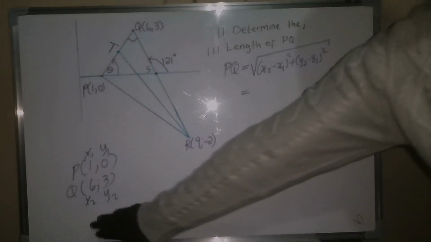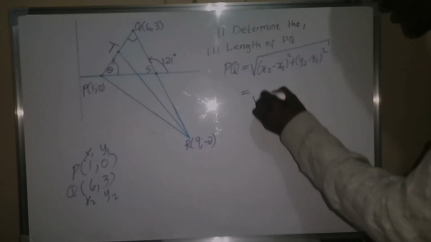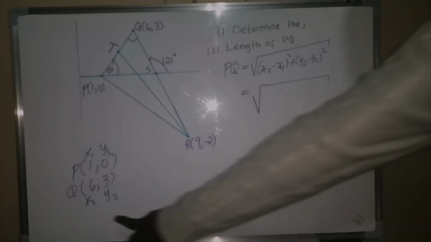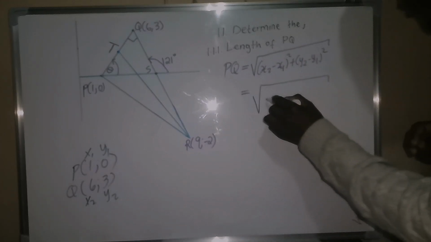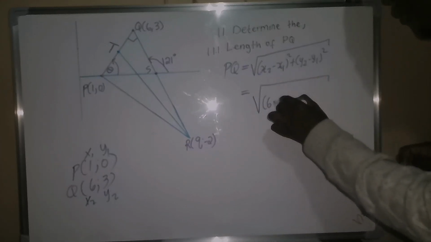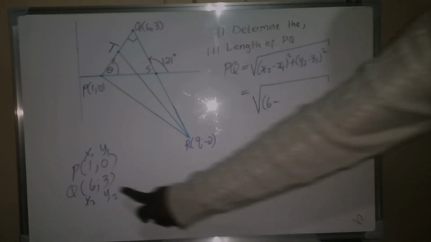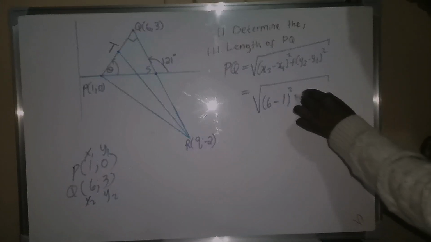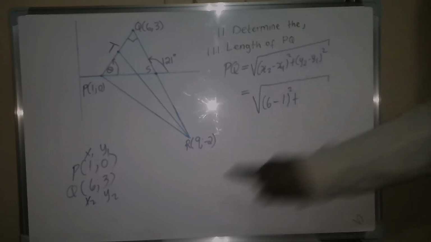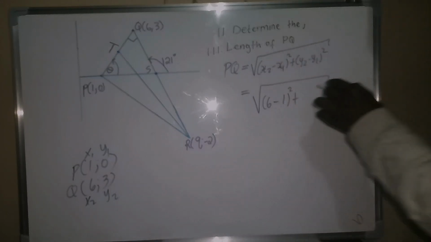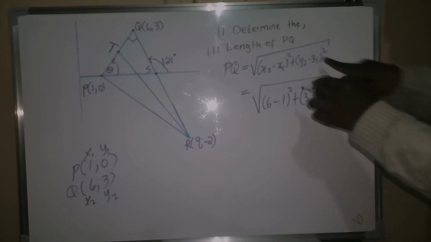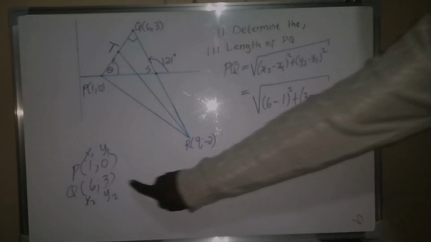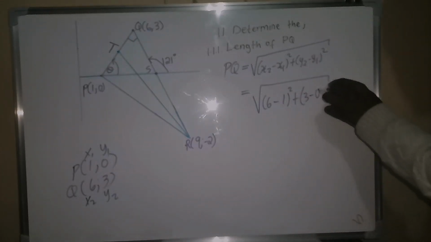Now, from this, I'm just throwing in my square root sign. What is my x2? It's 6. You open the bracket: 6 minus, what is my x1? 1. (6 minus 1) squared, plus. What is my y2? 3. You open a bracket: 3 minus, what is my y1? 0. You put in 0 inside the bracket.